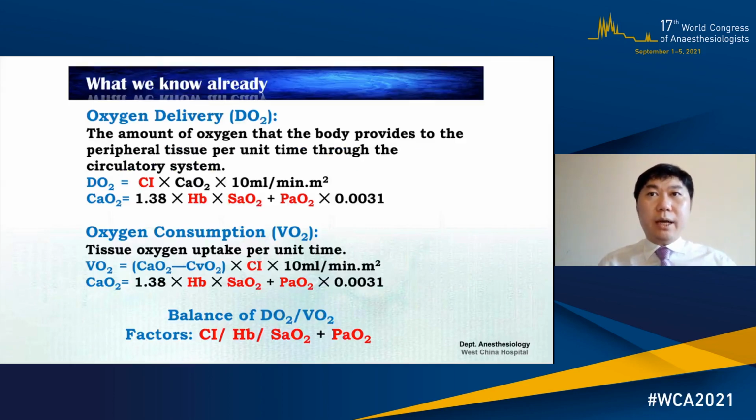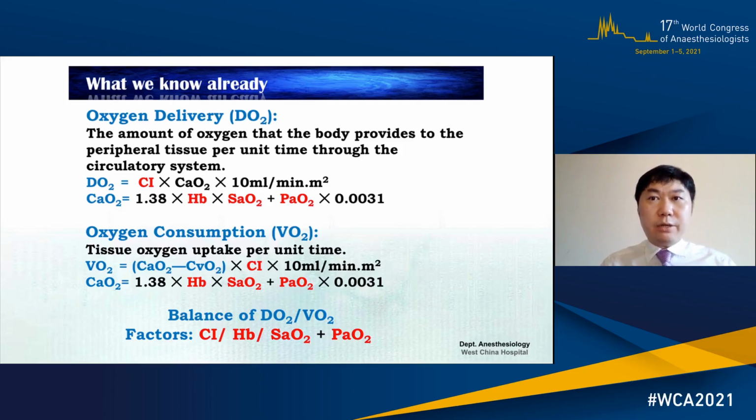Now, we take a look at what we know already about oxygen delivery and consumption. Oxygen delivery is the amount of oxygen that the body provides to the peripheral tissue per unit time through the circulatory system. That is, the rate of arterial oxygen delivery is the product of cardiac output and arterial oxygen content. Oxygen consumption is the tissue oxygen uptake per unit time.